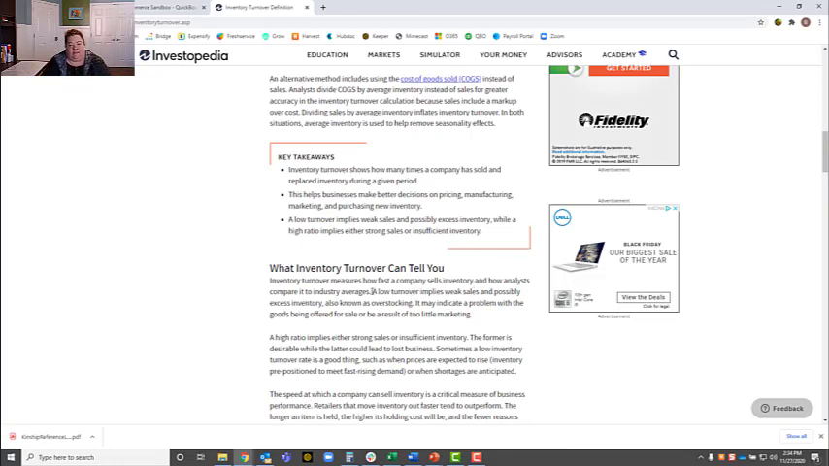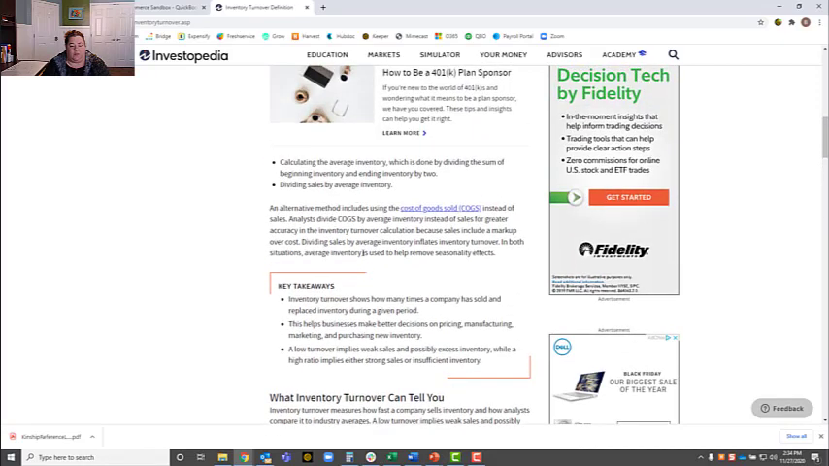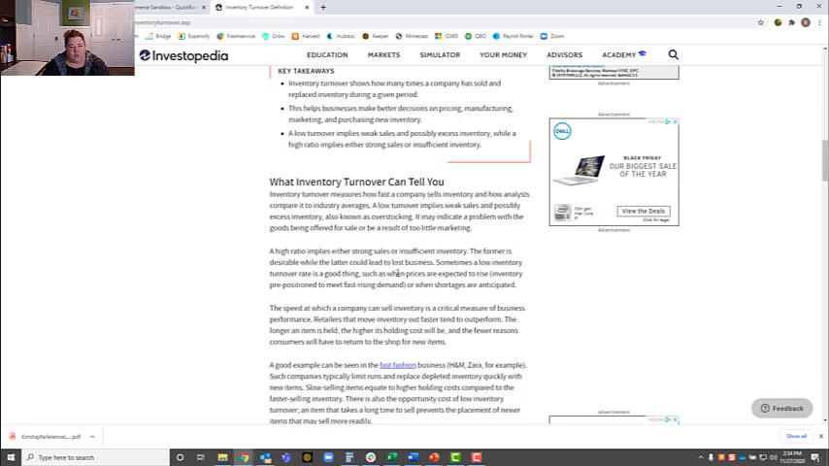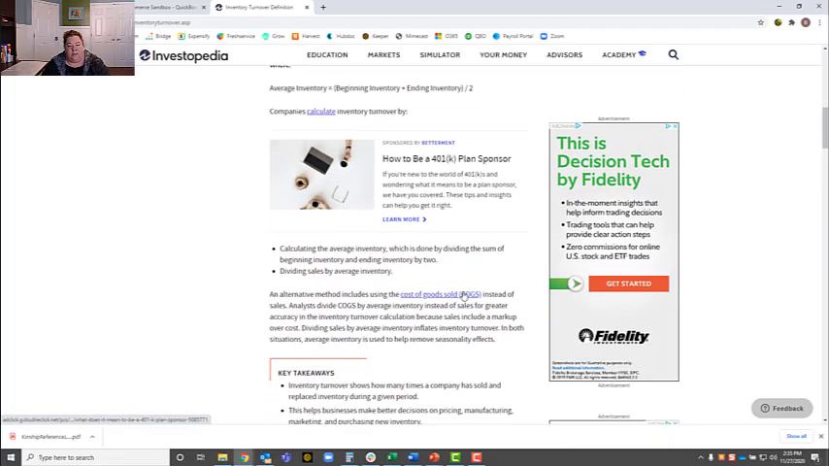It says that it measures how fast a company sells inventory, and that it indicates whether your relationship with inventory is sufficient or not. The speed at which a company can sell inventory is a critical measure of a business's performance. Retailers that move inventory out faster tend to outperform. The longer an item is held, the higher its holding costs will be, and the fewer reasons customers will have to return to the shop for new items. So basically, you want to be able to turn your inventory over as quickly as possible.